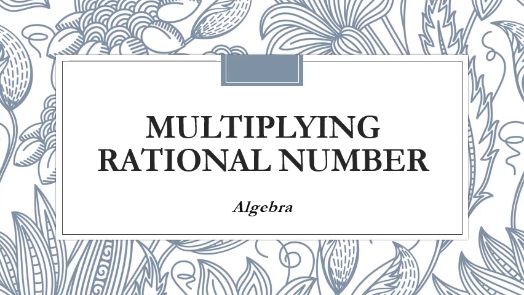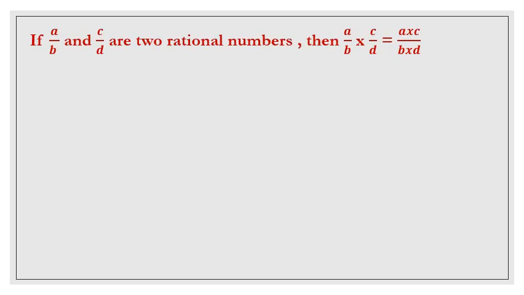Today, the lesson is multiplying of rational numbers. If I have two rational numbers, A over B and C over D, then A over B multiplied by C over D equals multiplying numerator and multiplying denominator, up by up and down by down: A by C over B by D.